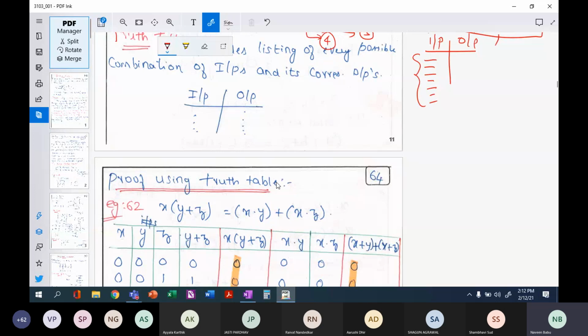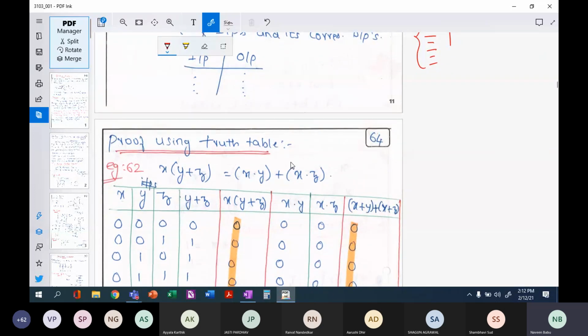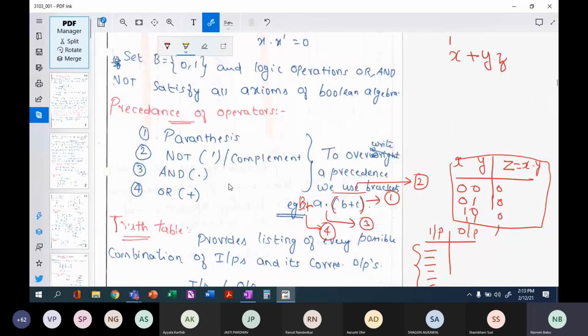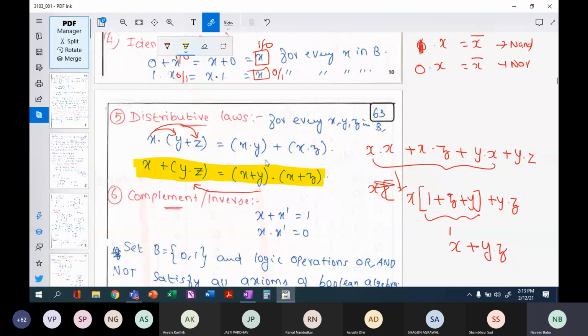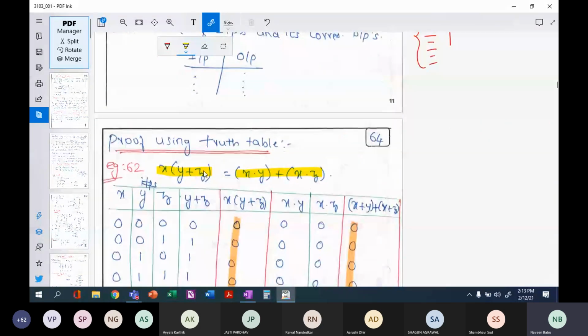Now, to show you a proof using a truth table, say for example you have the expression x plus y dot z is equal to x plus y dot x plus z. This is nothing but a simple distributive law, which we just studied here. X dot y plus z is equal to x dot y plus x dot z. The truth table is the one that will help you prove that the left hand side of your expression is equal to the right hand side. There are two ways by which you can prove these postulates or identities. Either you can use the truth table method or you can use the different rules of Boolean algebra.